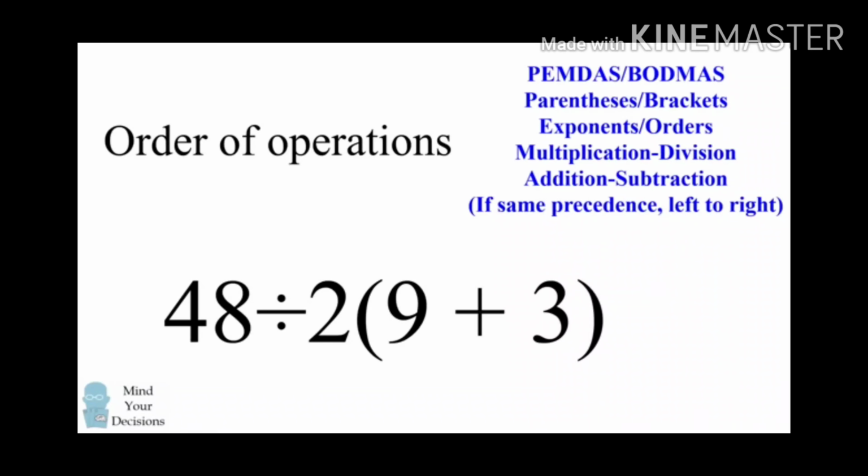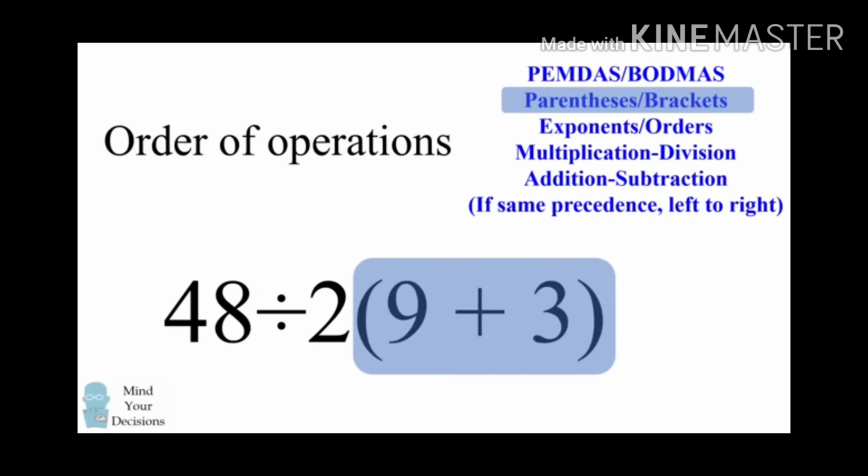The first part of this expression has no controversy. There's a parenthetical expression that needs to get evaluated first. We have 9 plus 3 in parentheses. So we evaluate 9 plus 3 to get 12.